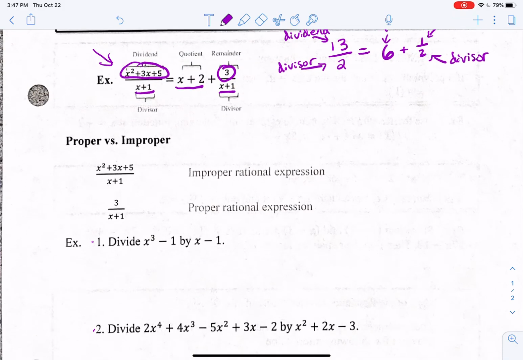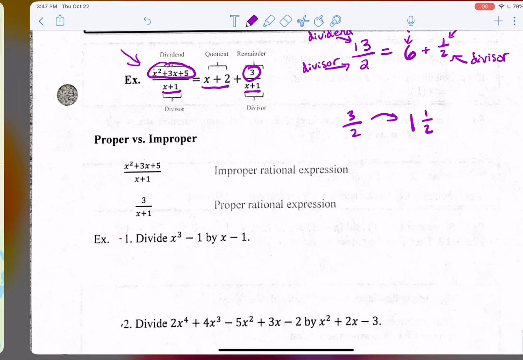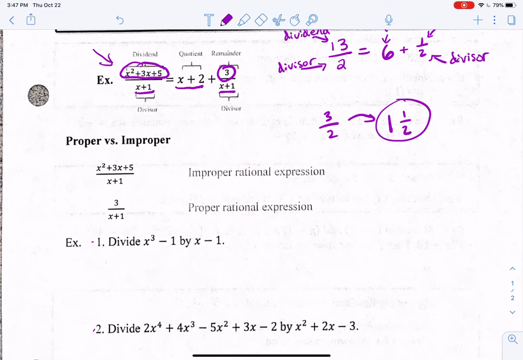But before they do that, let's talk about proper versus improper. Usually you think of 3/2 as an improper fraction. If you convert that to a mixed number, it's 1 1/2. A proper fraction is in reduced form, where your top number is lower than your bottom number, but this is considered to be improper.